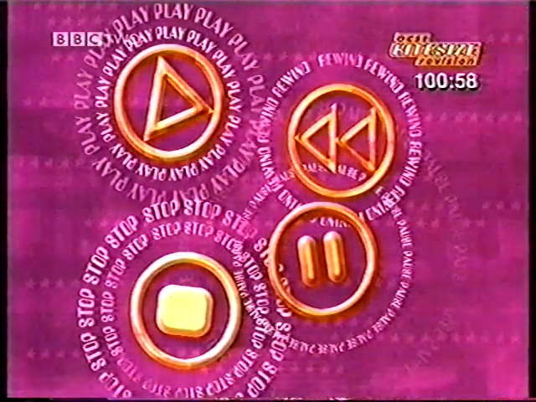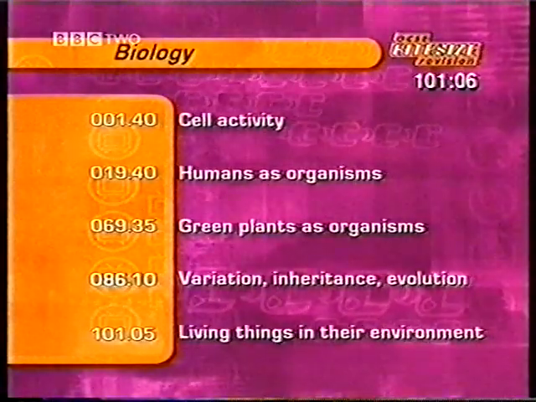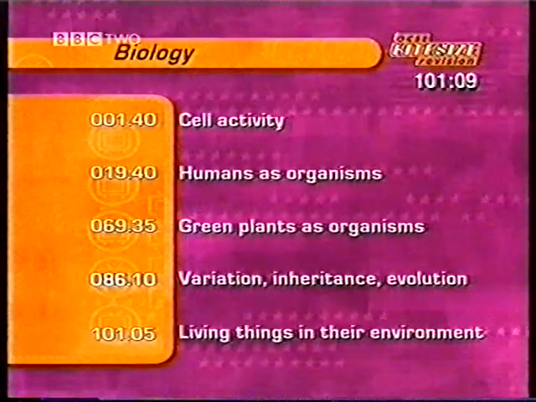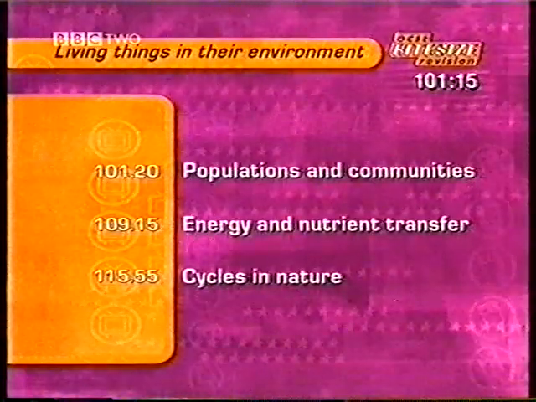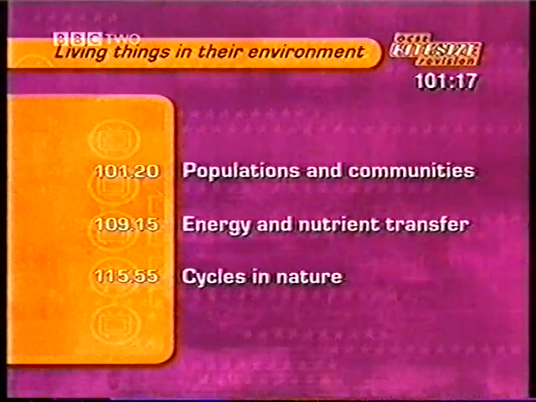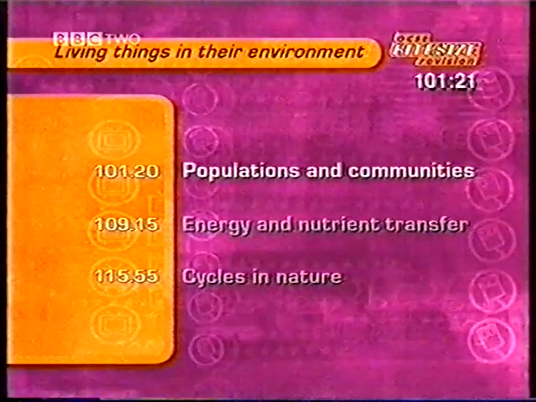That's the end of this section on variation, inheritance and evolution. This section is about living things in their environment. It's divided into populations and communities, energy and nutrient transfer and cycles in nature. First, populations and communities.